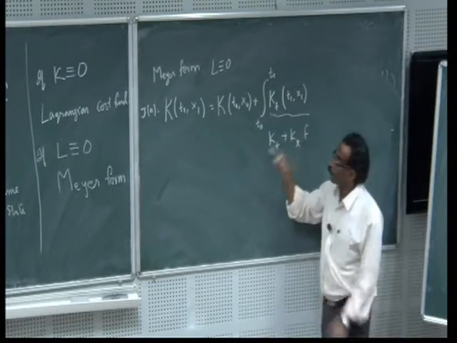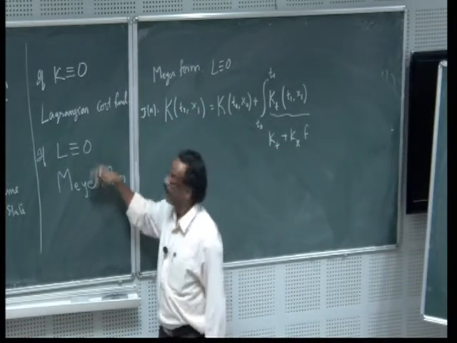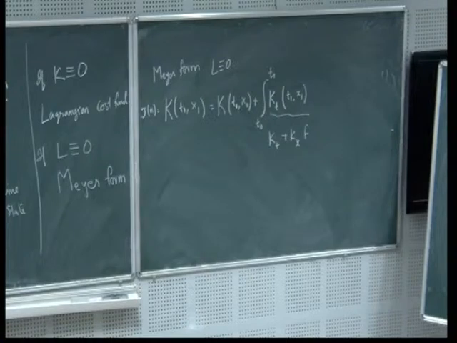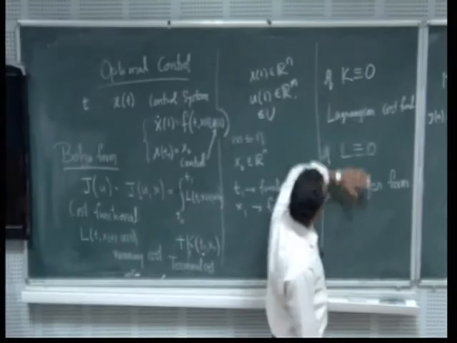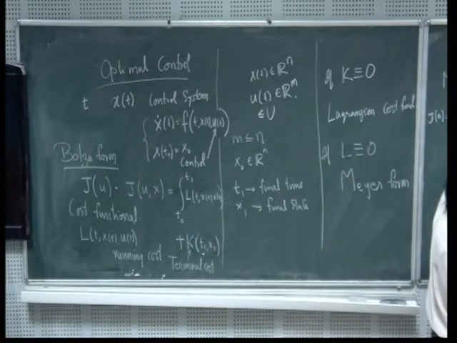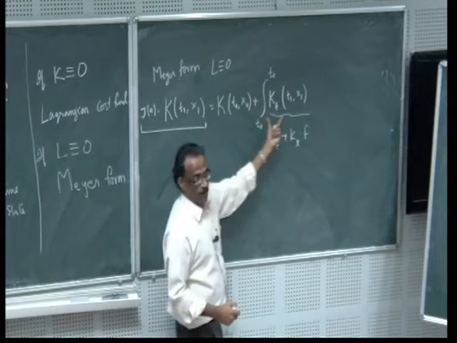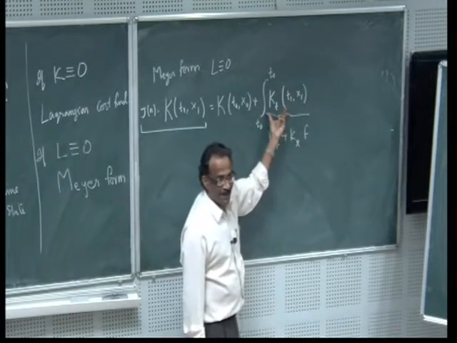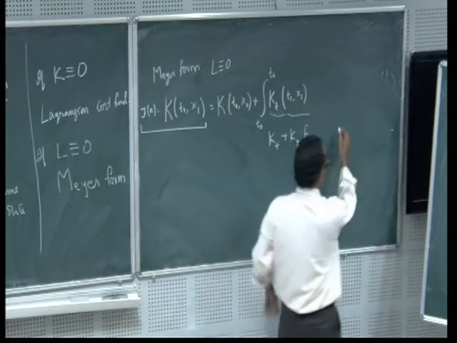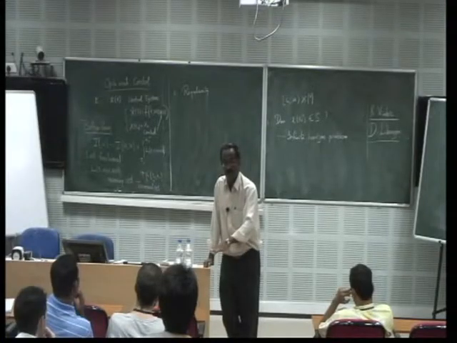Suppose you have a Mayer cost functional. What is the Mayer cost functional? Did you understand Lagrangian and Mayer? Lagrangian means the cost functional only has this term, not this term. And Mayer means you don't have L, only K is there. So assume your cost functional is of Mayer form. That means L is 0, so you are trying to minimize this. Now I am writing this in this form. This is your fundamental theorem of calculus. You write it and expand, and this is a constant. What I am saying is that any minimization problem, if you minimize J of u, applies to control problems.